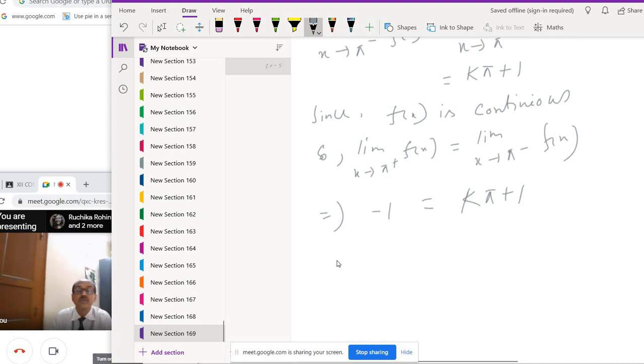So minus 1 equal to k pi plus 1, so minus 2 equal to k pi. Therefore k equal to minus 2 by pi.